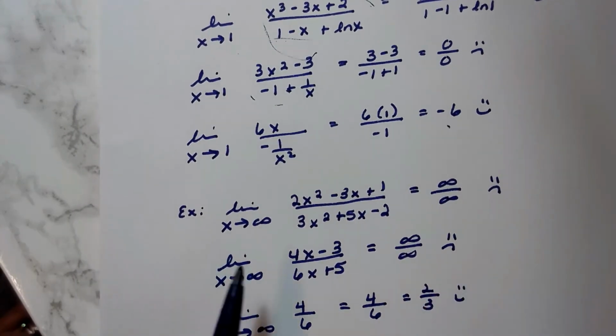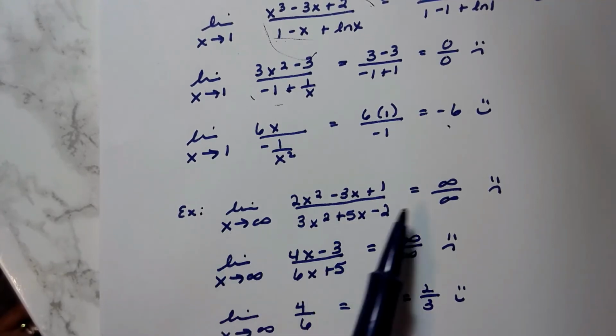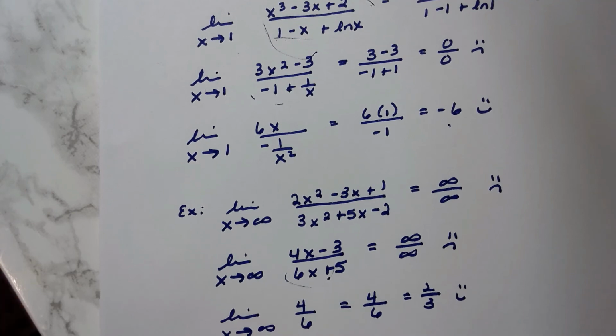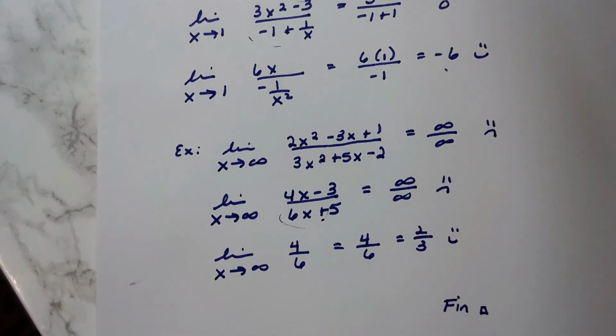Another one, using infinity. So if I plug infinity in, I get infinity over infinity. That's bad. Derivative of the top and the bottom, I get this. Plug infinity in, I still get that indeterminate form. So I take the derivative of the top and the bottom again, take the limit, and it turns out to be 2/3. And that's limits.